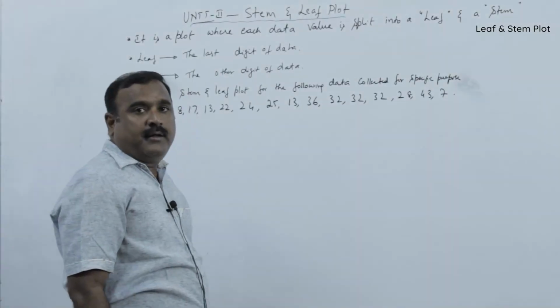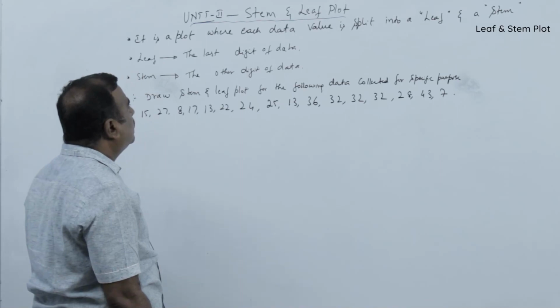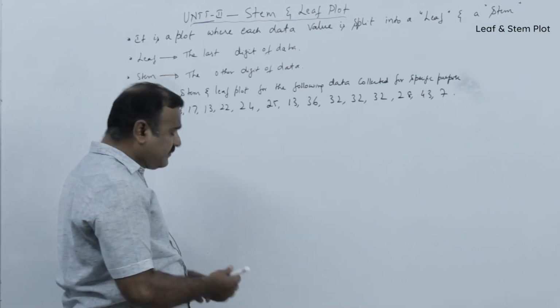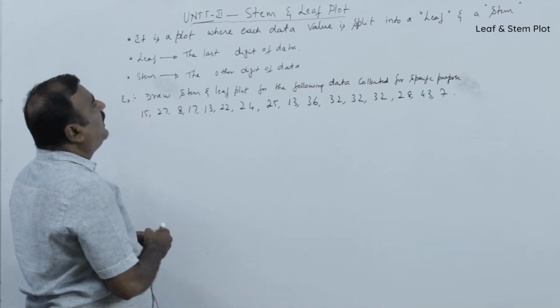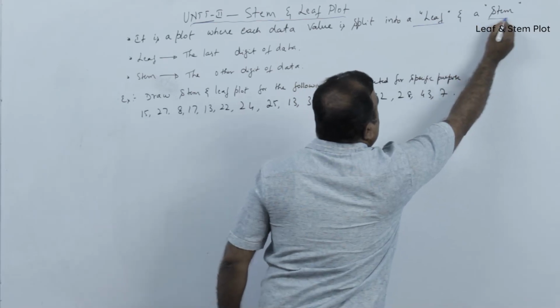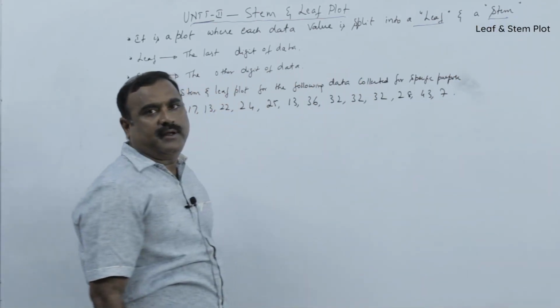The last topic in Unit 2, we are going to discuss the stem and leaf plot. It is a plot where each data value is split into a leaf and a stem. What is a stem and leaf plot?